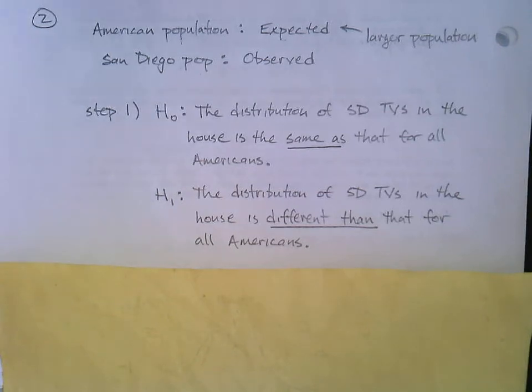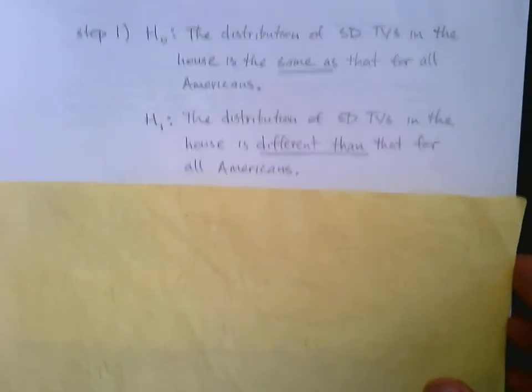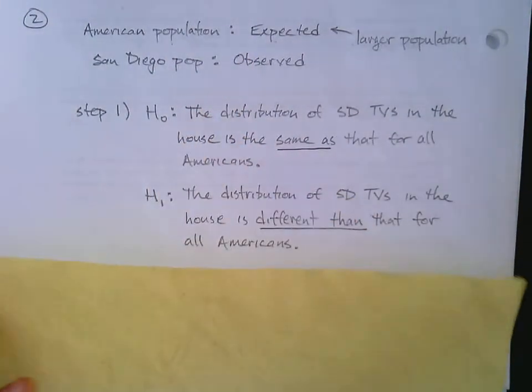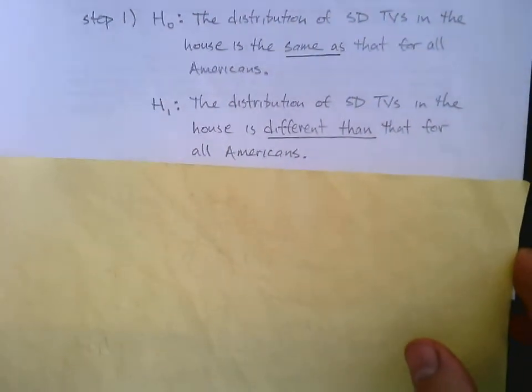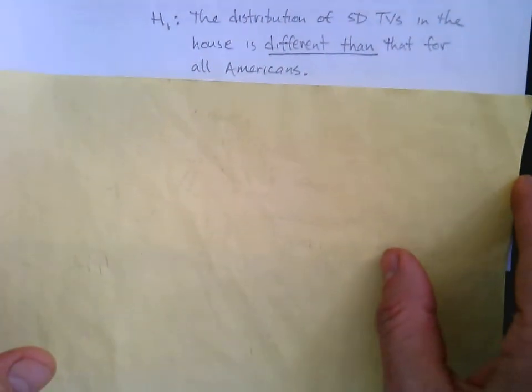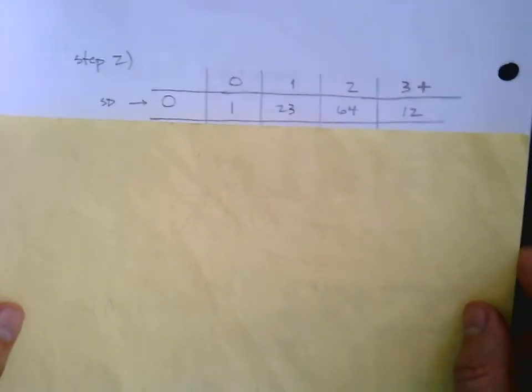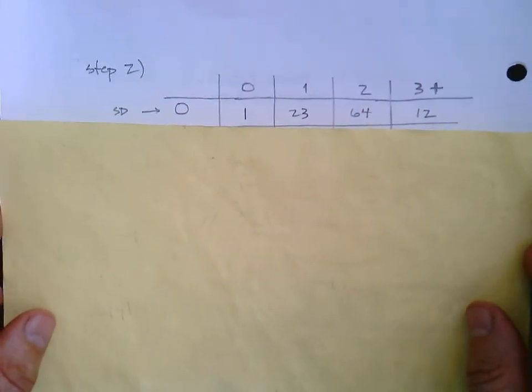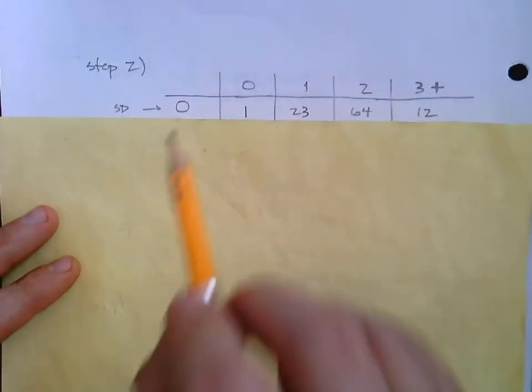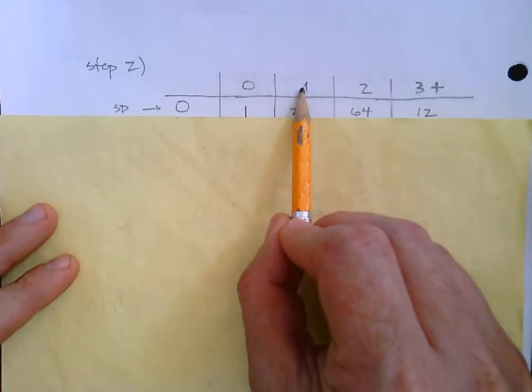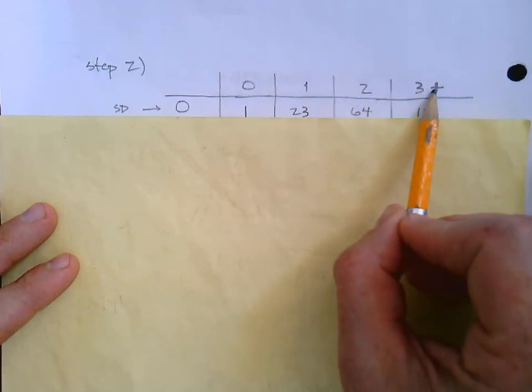Very nice, very nice. So let's take a look at our test statistic, and now we know what's observed and expected. We can really just start to fill in our table, and I'll show you one line at a time. Our categories, you see there at the top, are 0 TVs, 1 TV, 2 TVs, and 3 or more TVs.